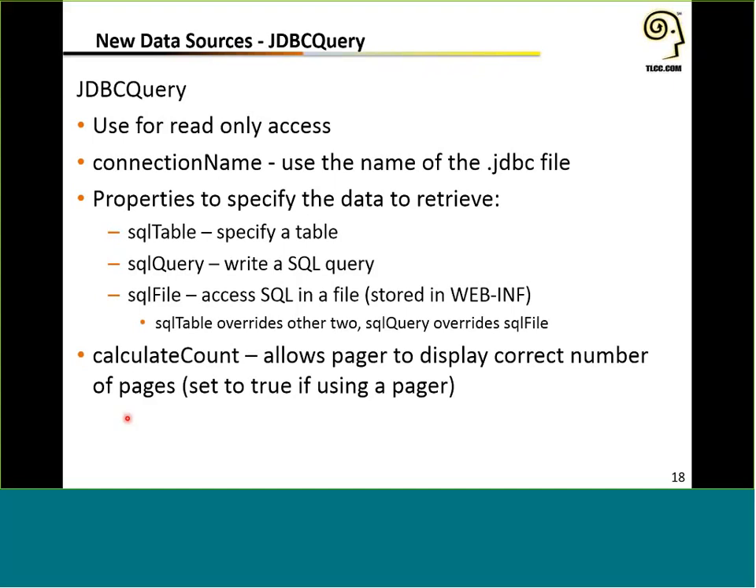There's also a property called calculate count. This will enable the data source to figure out how much data is there. If you're using something like a view control, it has a pager, and you want the number of pages shown in the pager to be correct. So you set calculate count to true, and it will figure out how much data is there so the number of pages is correct.